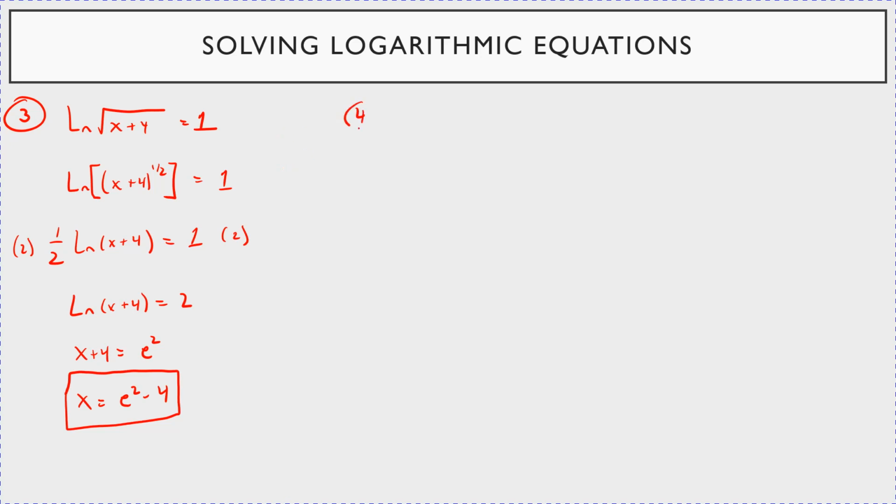Let's try this one. Let's look at log base 4 of 3x plus 2 is equal to 3. Actually, what I encourage you to do here is just pause the video. Give this a shot, see how you would solve this one. Just make sure you have an understanding.